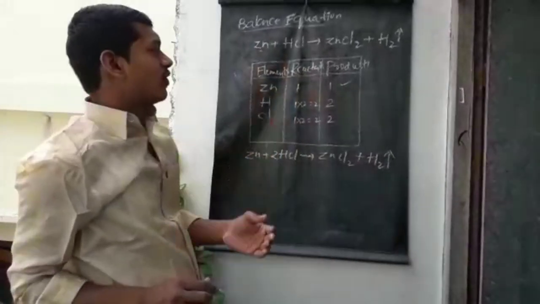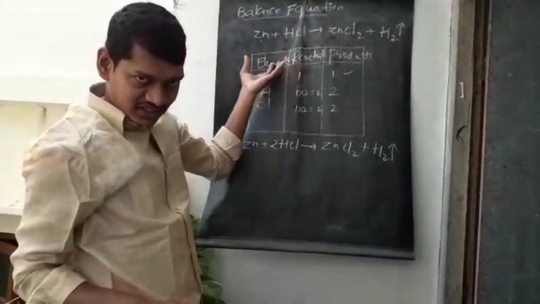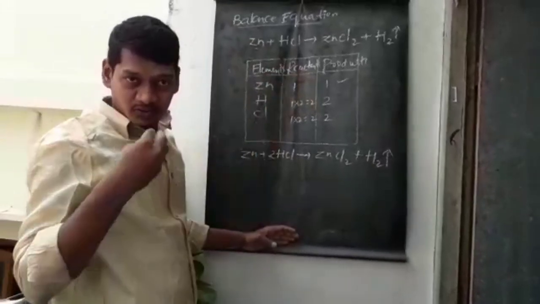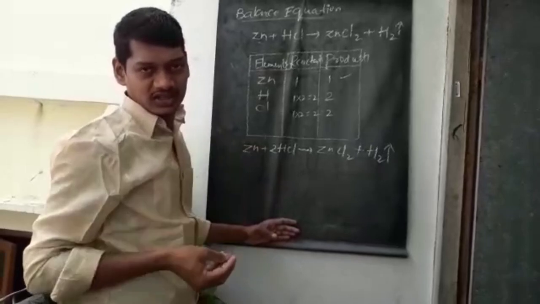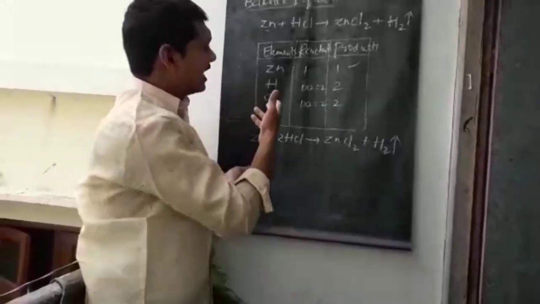So basic steps we have to follow. First we have to write the elements. Then we have to check the reactants. How many reactants are there? Next we have to check the products. How many products are there? With what number we can multiply, we get the final balanced equation. That we have to think. Okay, understand? So next we will move on to the next level.